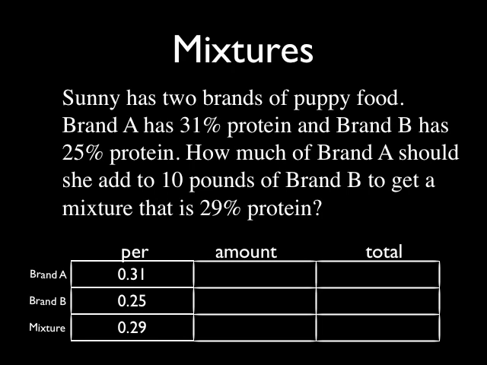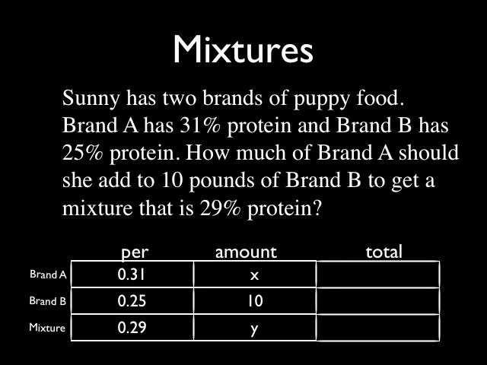So how much of brand A? I need to put a variable for A. Should she add to 10 pounds of brand B? Where does 10 go? 10 is the amount for B, and I don't know how much of the total mixture I have, so I just use Y. Now remember, I have my per, that's my percent of protein now. I have my amount. So let's think about what that subtotal is going to mean.